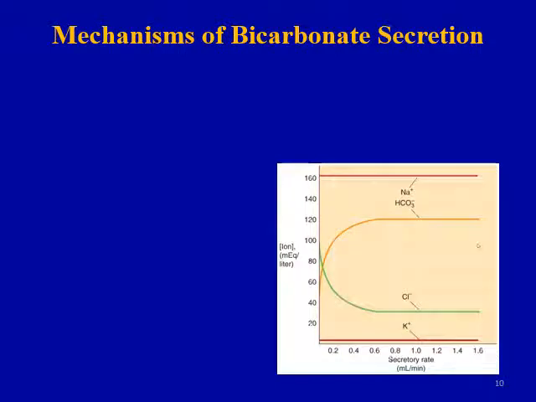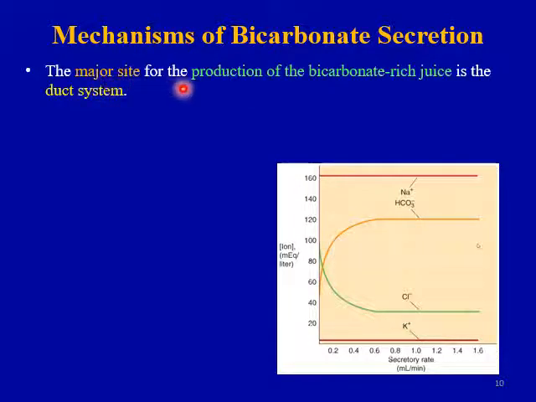We have seen that the acinar cells produce enzymes, all the digestive pancreatic enzymes, and a small amount of fluid that is rich in sodium and chloride. So what is the source of bicarbonate in the pancreatic secretion? The major site for the production of bicarbonate-rich juice is the duct system. So the pancreatic duct system.